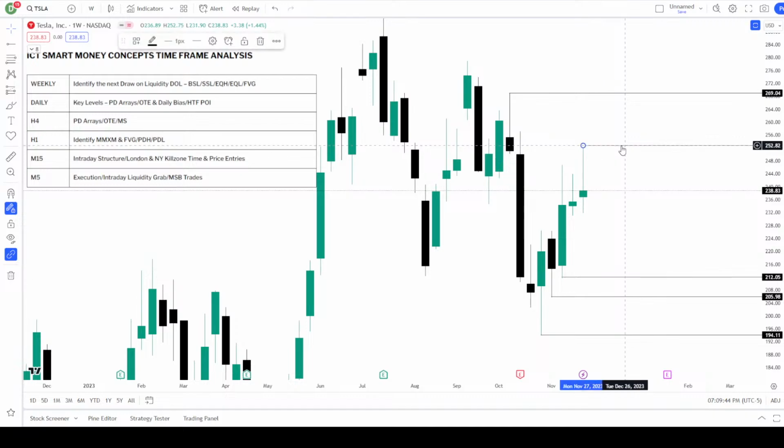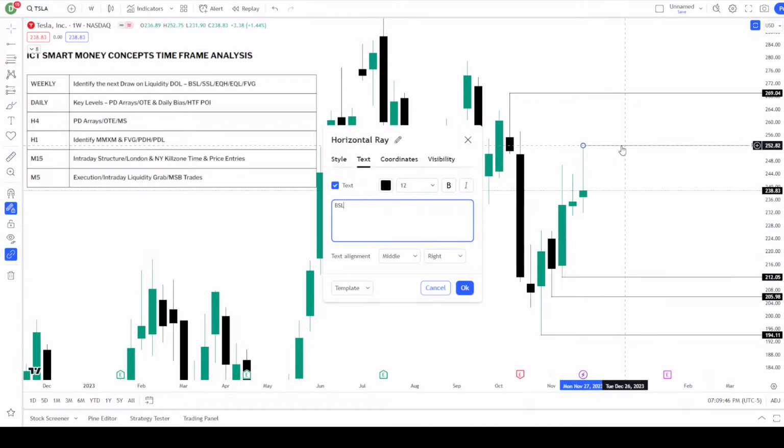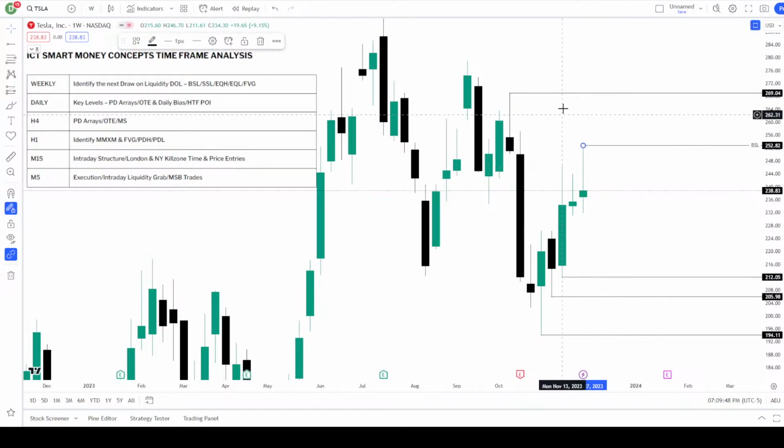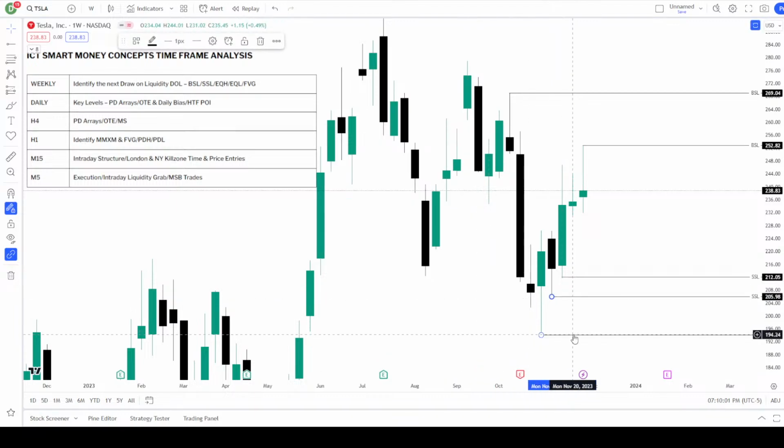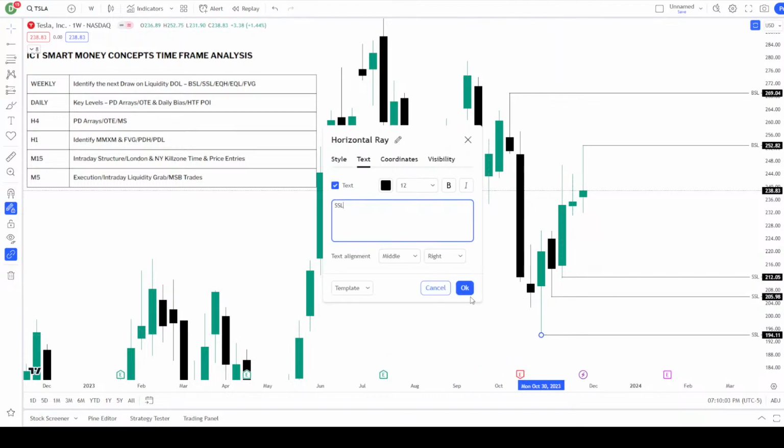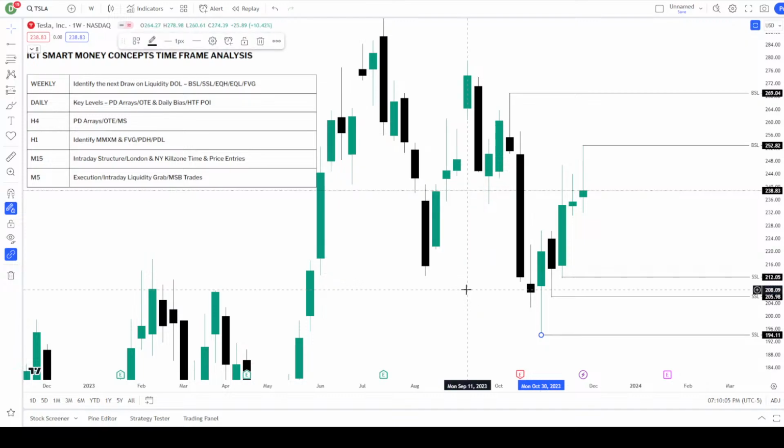Now, if you double click on these, you can also label them so that you know what they are in reference to your chart. So we got BSL, right? Buy side liquidity. We got SSL, sell side liquidity, right? SSL, sell side liquidity. Same thing, SSL, sell side liquidity. Okay, so we got those marked off.